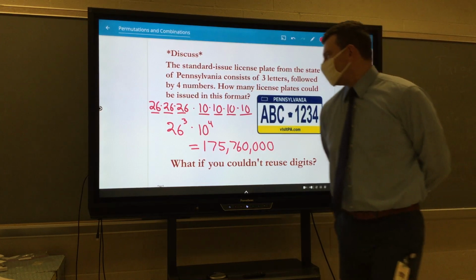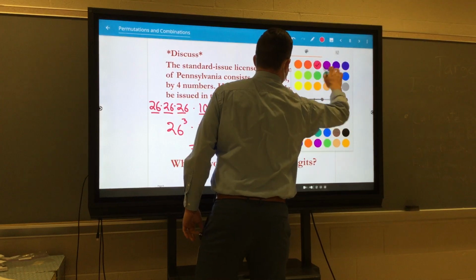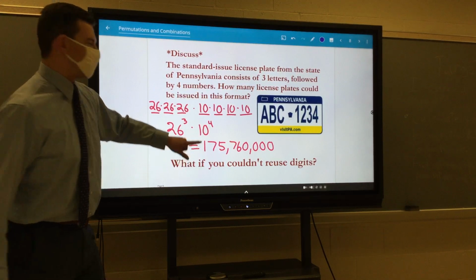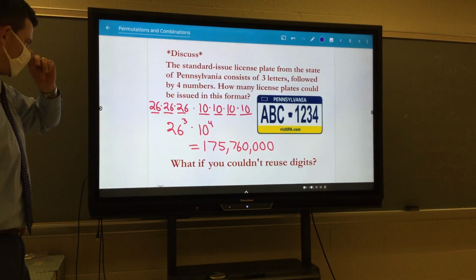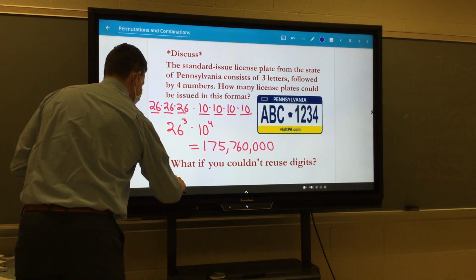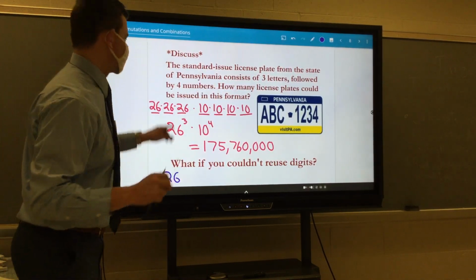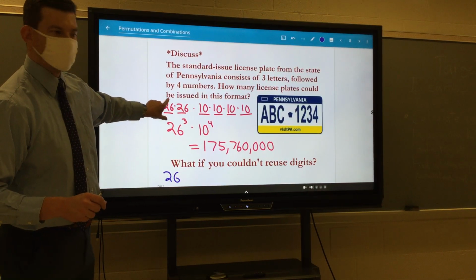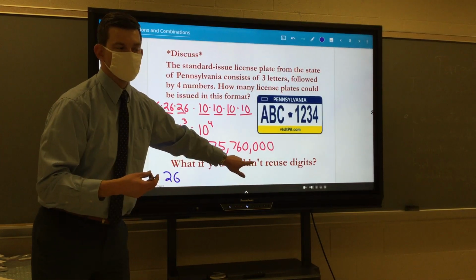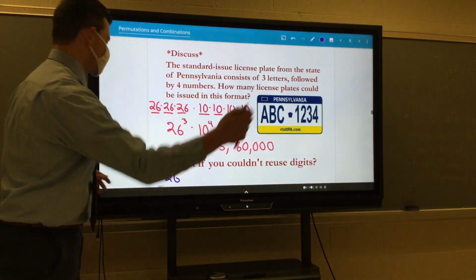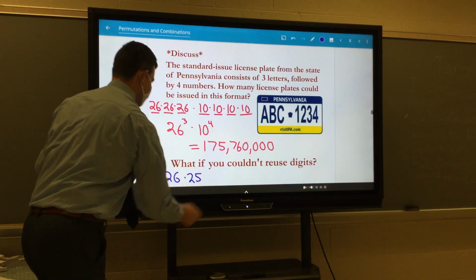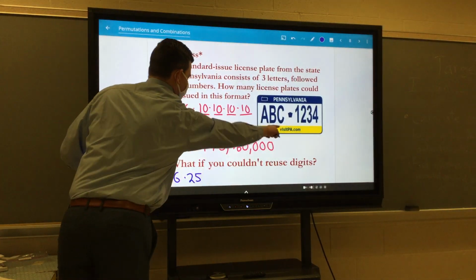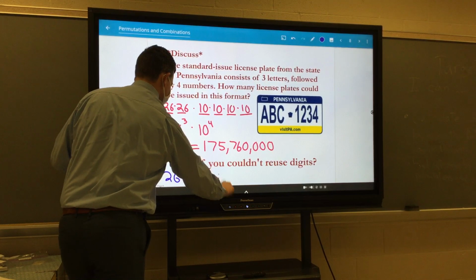Okay? Now, just theoretically here, what if you could not reuse digits? Let's look at how that changes this calculation. Okay, so we still have 26 possibilities for that first character. But then let's say that that first letter is an A. Now we're saying we cannot reuse it, so that leaves us with 25 letters, B through Z, for our next selection. And then after that, we've already used A, we've already used B. Okay? C through Z, we have 24 options.